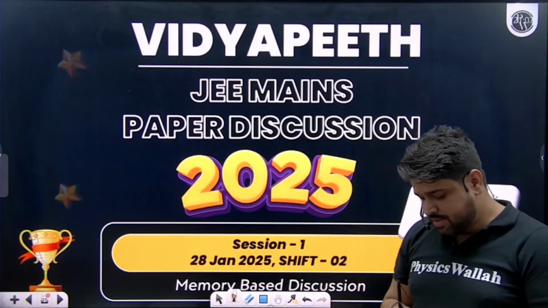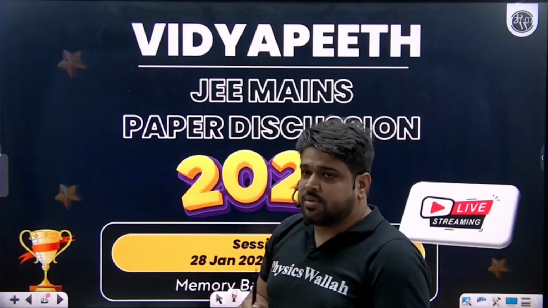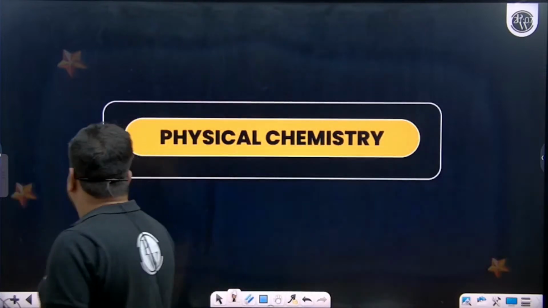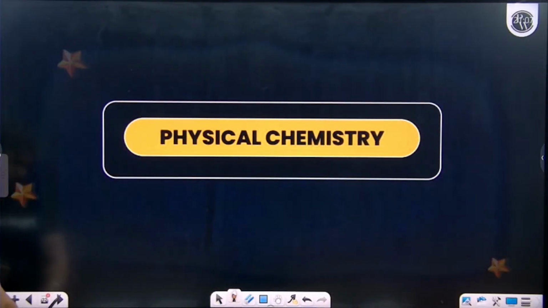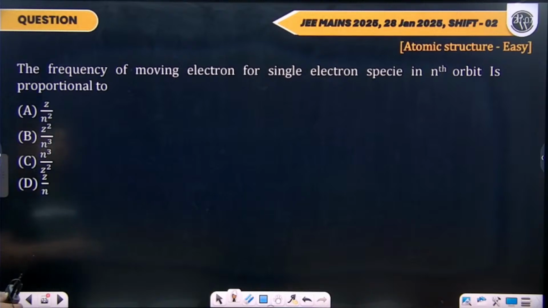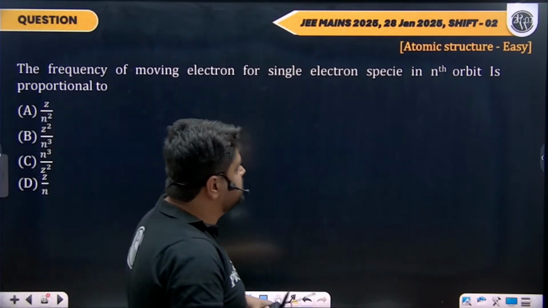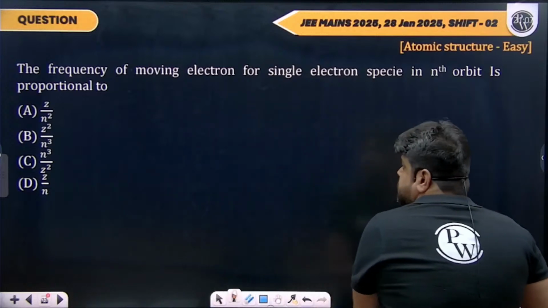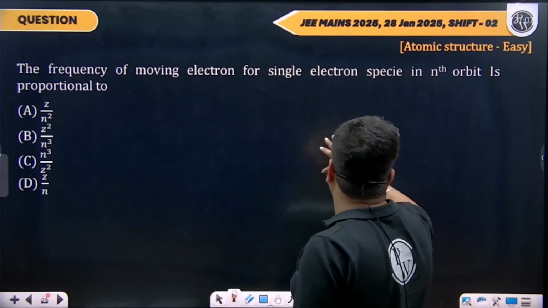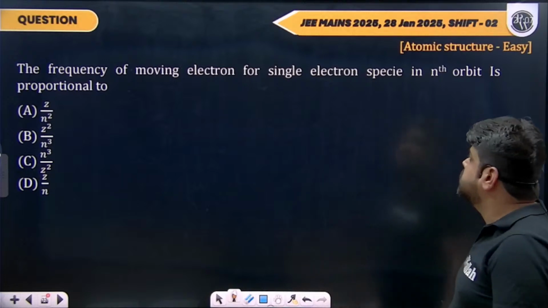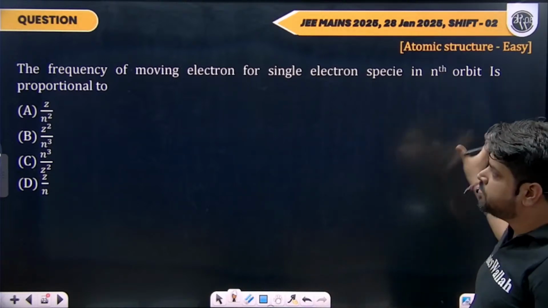So in the chemistry part, it was easy as usual. So let's start with physical chemistry. In the physical chemistry part, let's start with the first question. The frequency of a moving electron for a single electron species in the nth orbit is proportional to what? This question is asked from atomic structure and it is from the easy part.